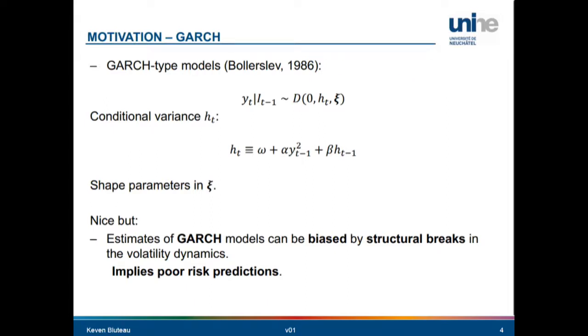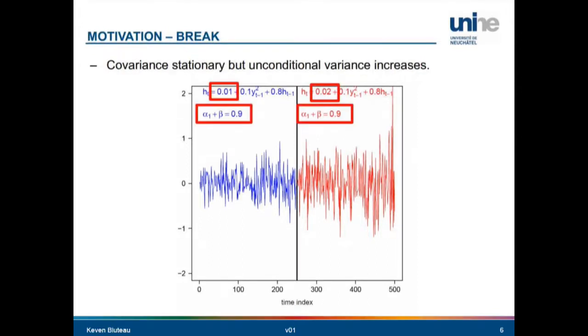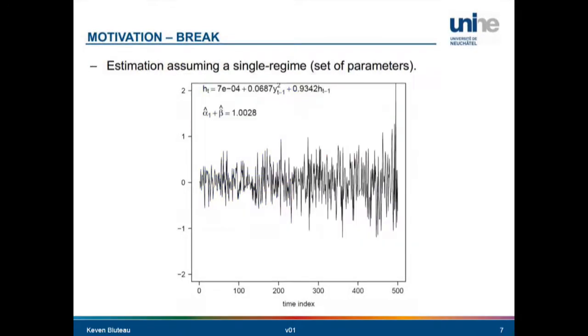To test this, we simulate two GARCH models: the right side is a low volatility state, and the left side is a high volatility state. We simulate these models, and we fit a GARCH model on this. And what we see is that alpha plus beta is above 1, which means that as time goes, volatility goes to infinity. So a structural break brings this kind of behavior of the GARCH model.